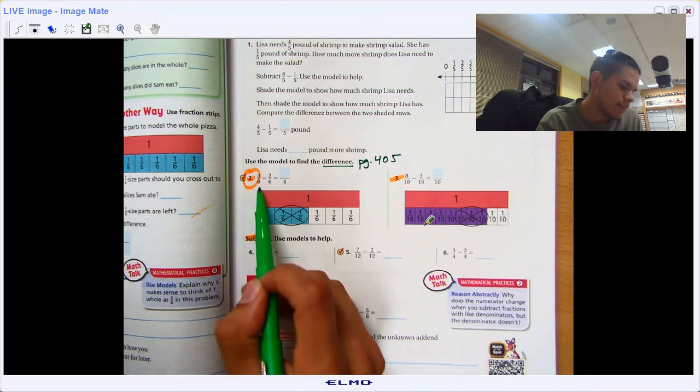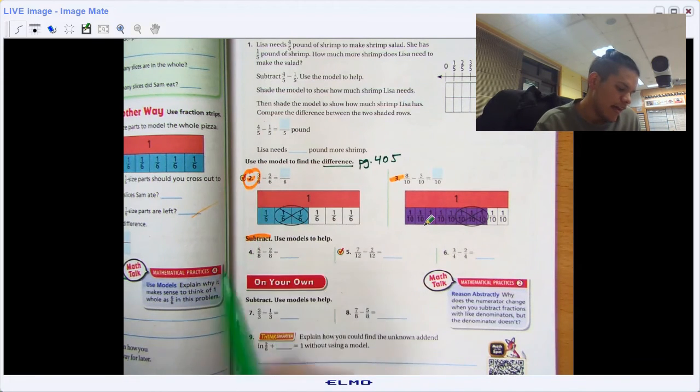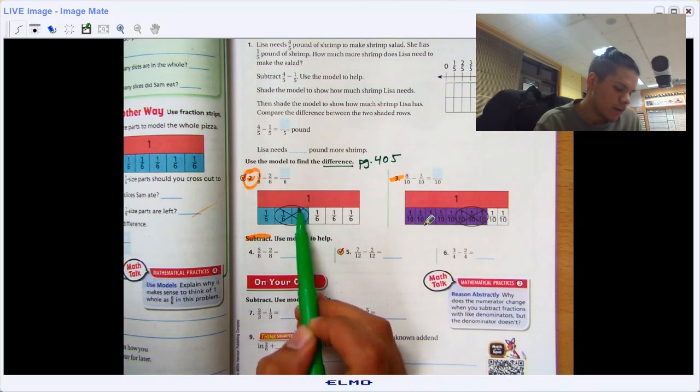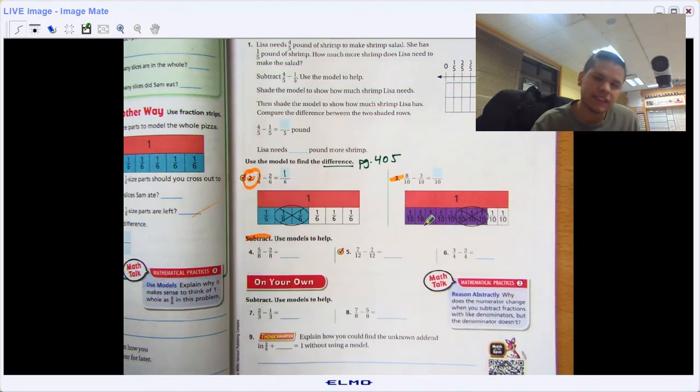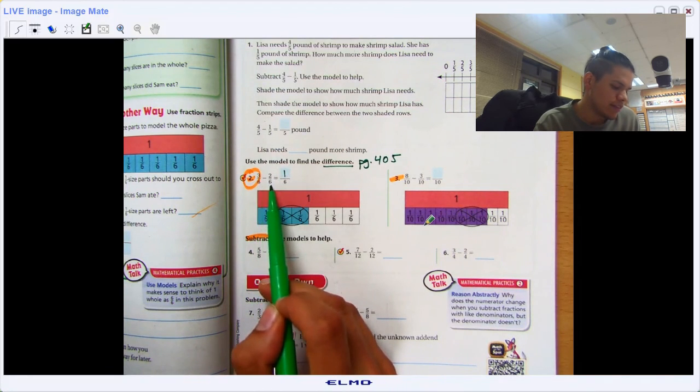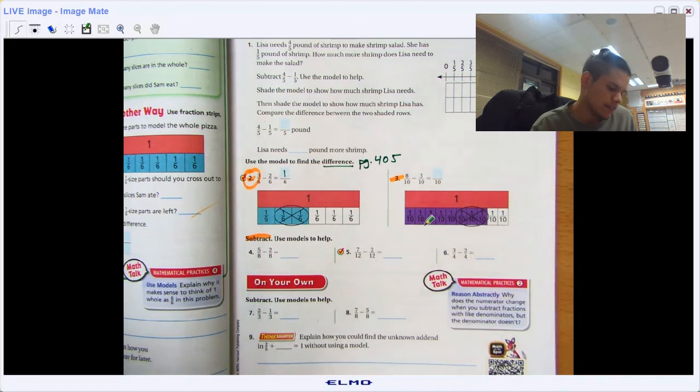So we have 3 sixths minus 2 sixths. As you can see in the model, there are 1, 2, 3 sixths shaded. There are 1, 2 sixths crossed out. So I can see that there is 1 sixth left over. So the difference of 3 sixths minus 2 sixths is 1 sixth.